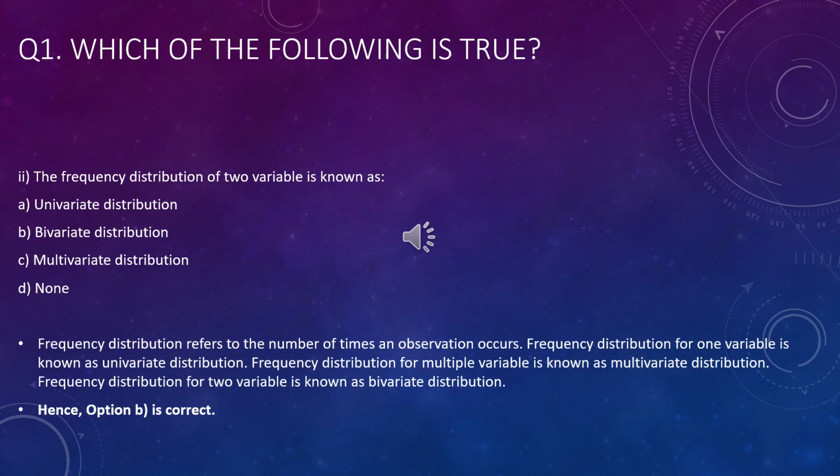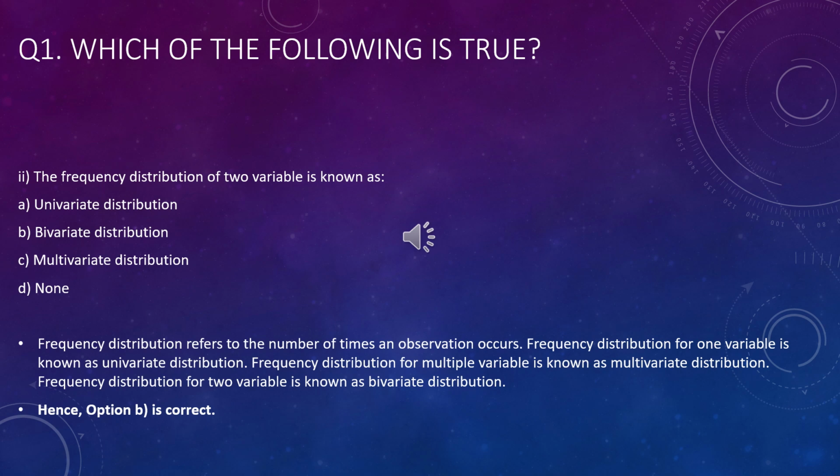The next question for question number 1 is, the frequency distribution of two variables is known as. The options are univariate distribution, bivariate distribution, multivariate distribution, or none. So here we will have to understand what is frequency distribution. Frequency distribution refers to the number of times an observation occurs.